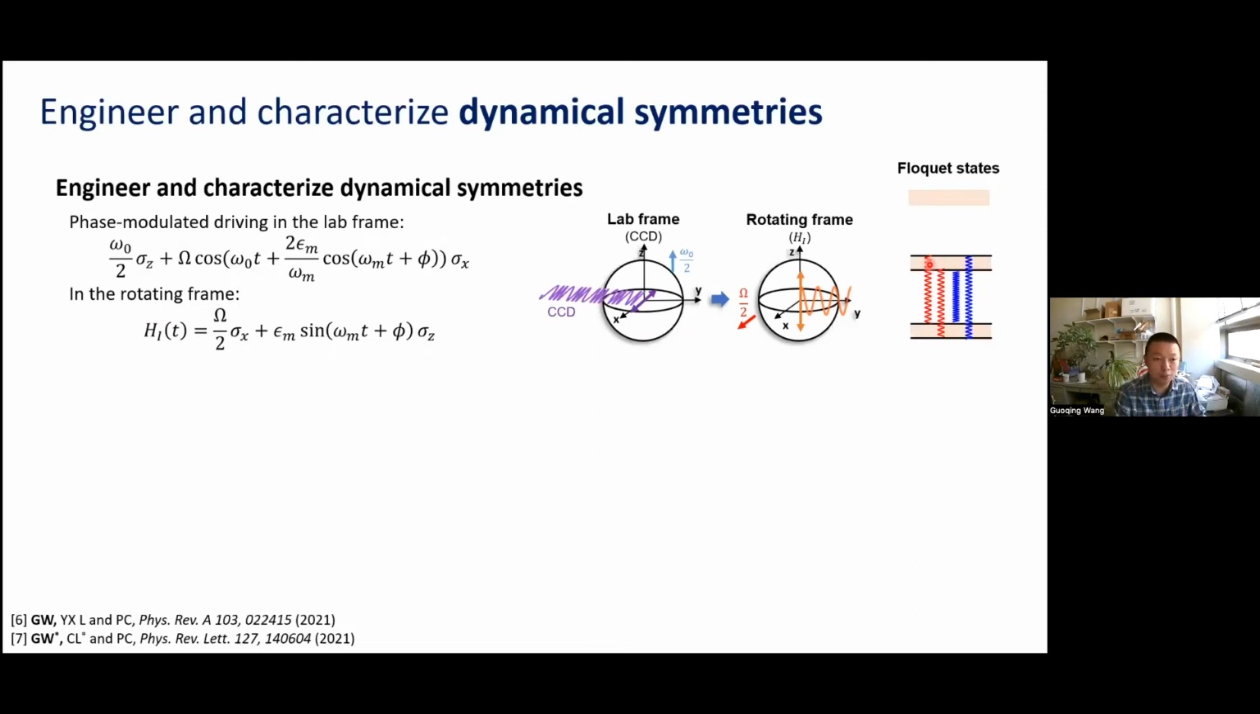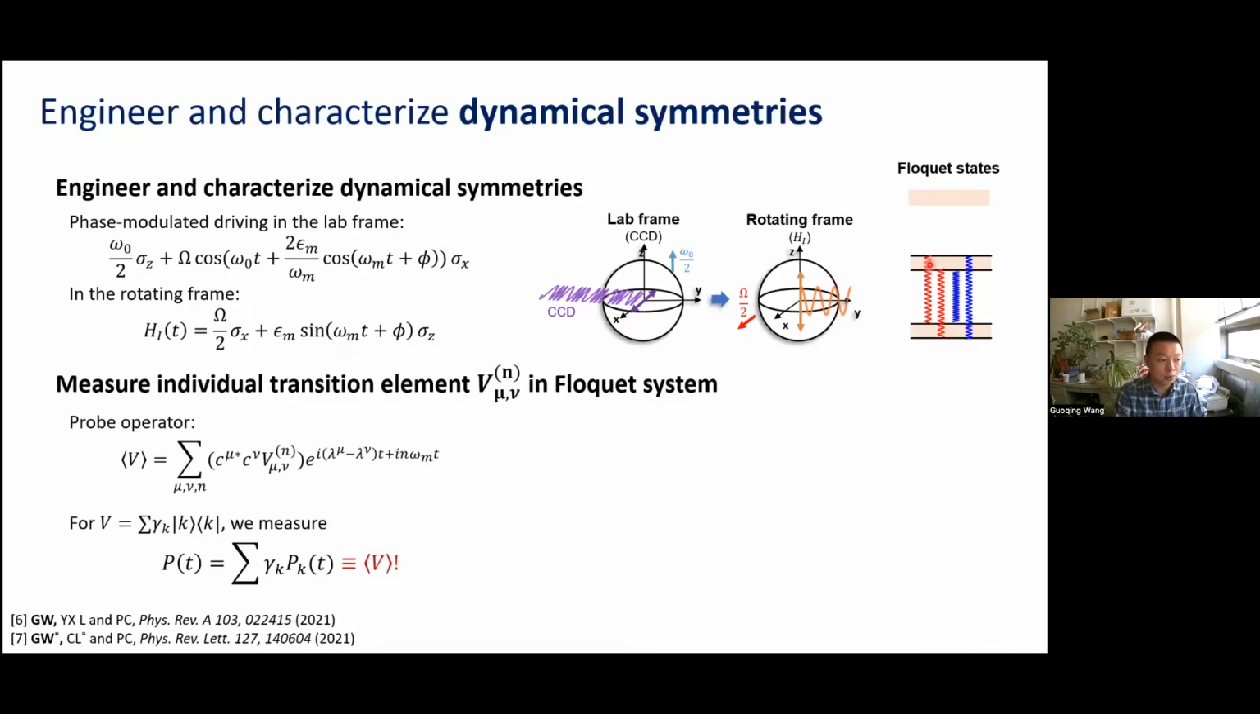To observe transitions between different Floquet states, we need to introduce some probe operator V, and we can define some transition element V mu nu, where mu nu denotes the Floquet eigenenergies, while n denotes the manifold difference between these Floquet states. What we can do is perform a projective measurement onto each eigenstate of this probe operator, and then calculate this weighted sum. We have theoretically demonstrated that such a quantity, which can be measured by this projective measurement, is exactly equal to the expectation value of the probe operator.